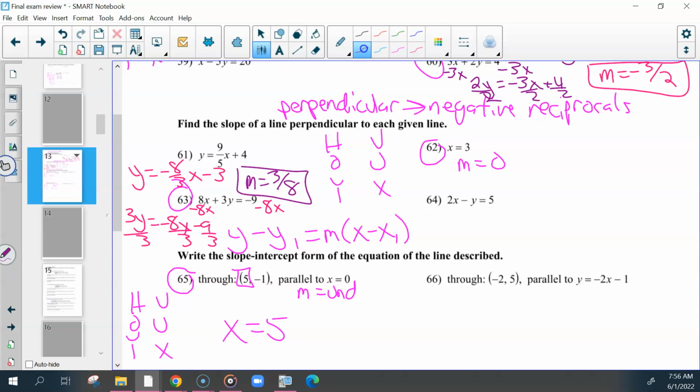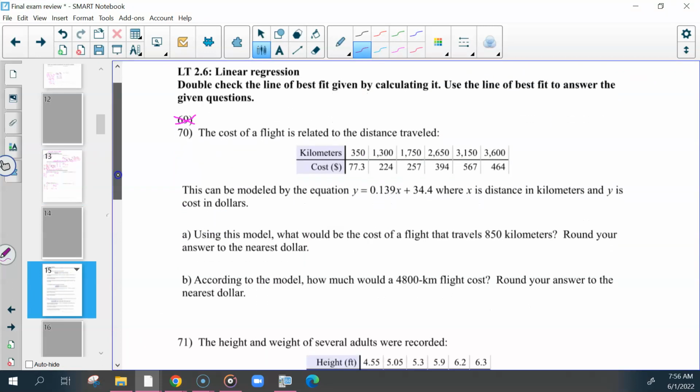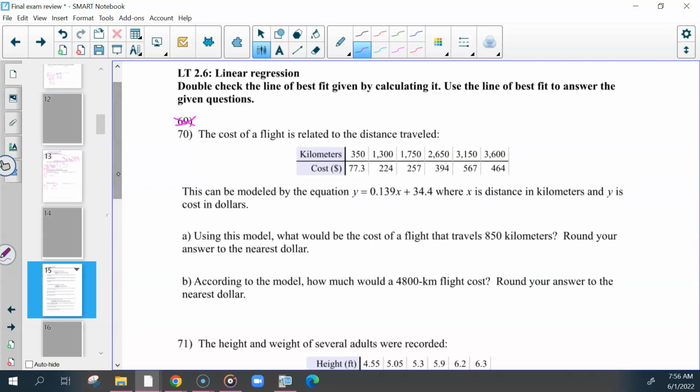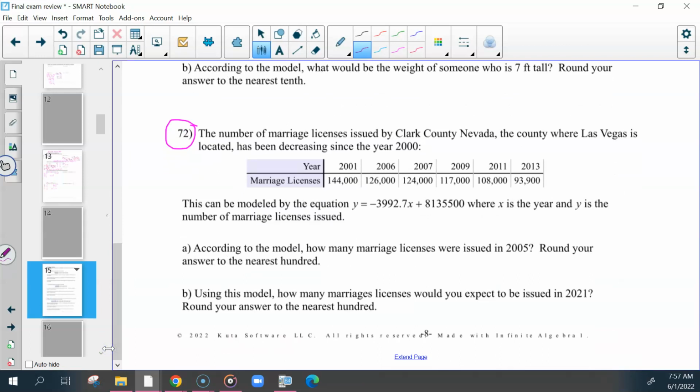Any other questions we want to go over or have questions about on this page? On the next page, your linear regression, so if you don't have your calculator, you need one, go grab it. The 69 that's on here was a typo, ignore that. So we're going to do 72.